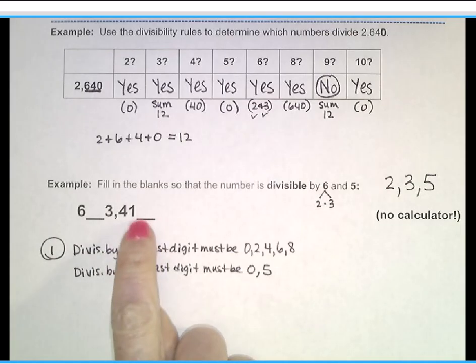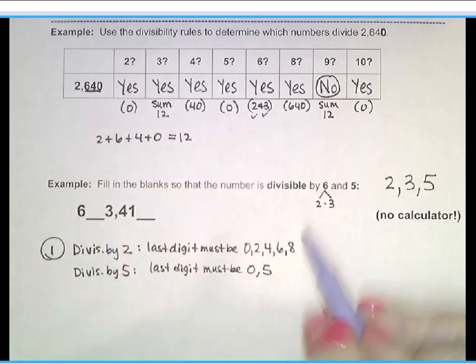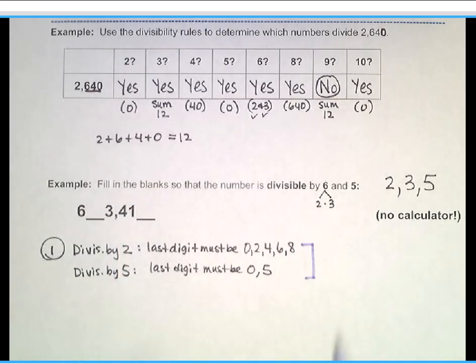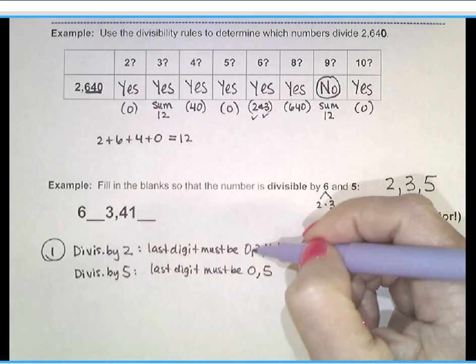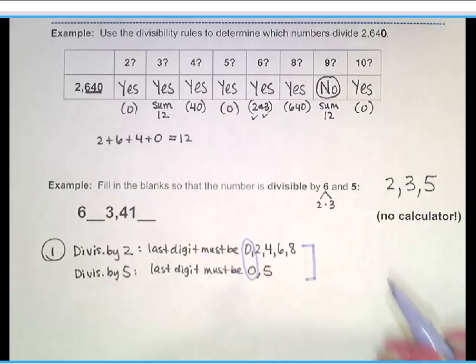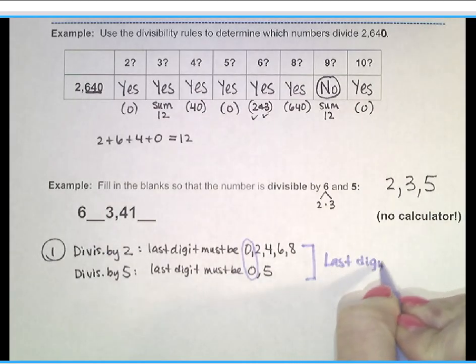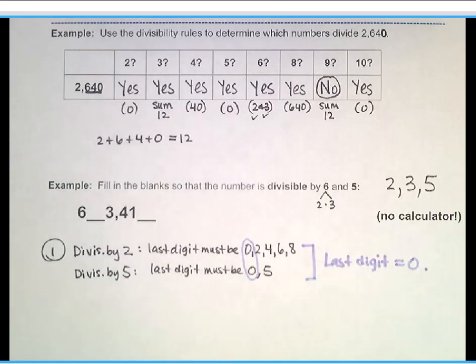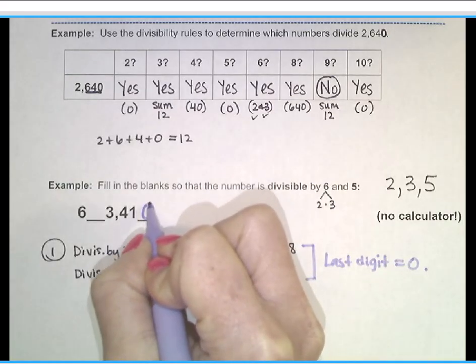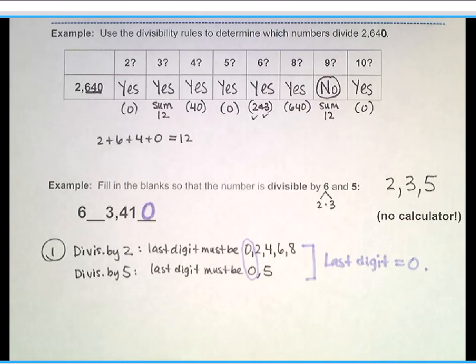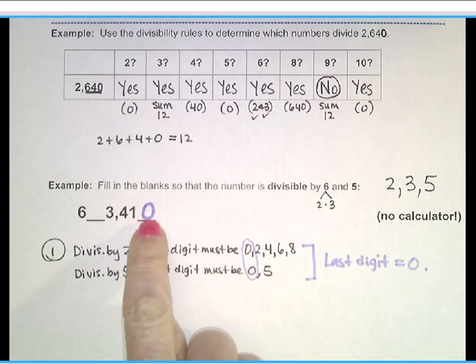So what number could we put in the last slot that would satisfy both of those? Like, what number shows up in both lists? It's got to be a 0. It has to be. So the last digit must be a 0. So I'm going to go ahead and put a 0 there. That's step 1: figure out what the last digit's going to be. And to satisfy both of these, it would have to be a 0.